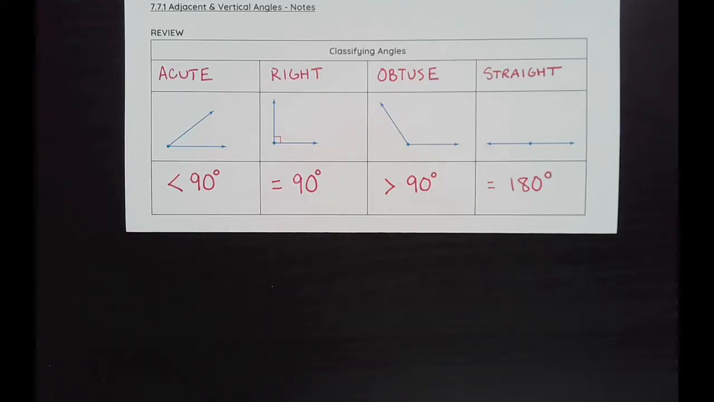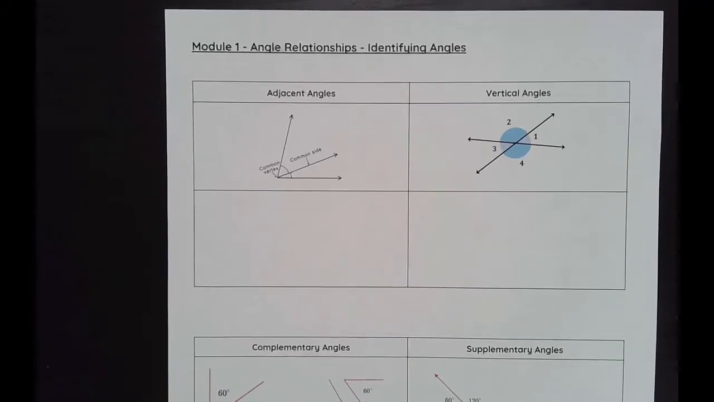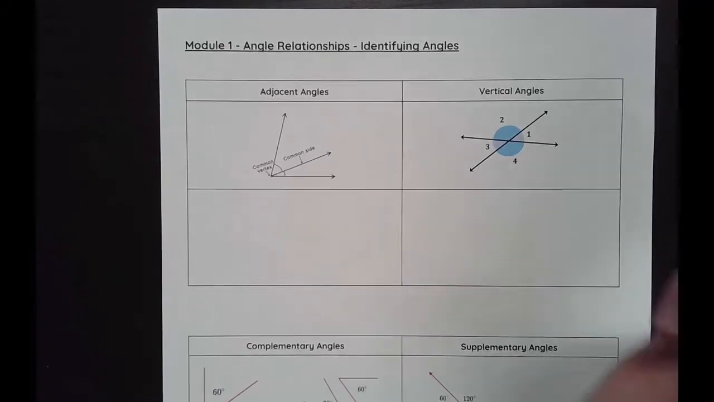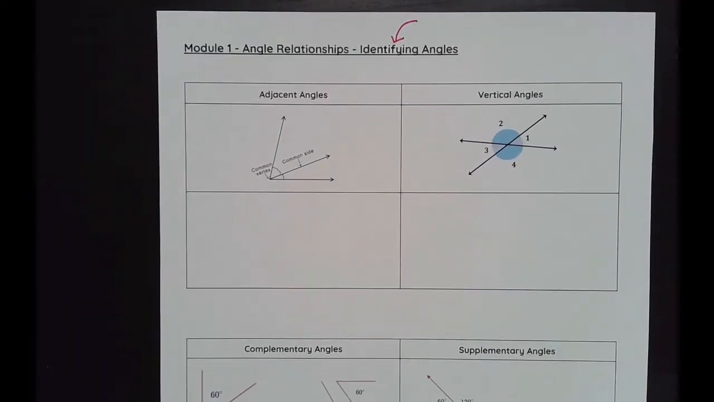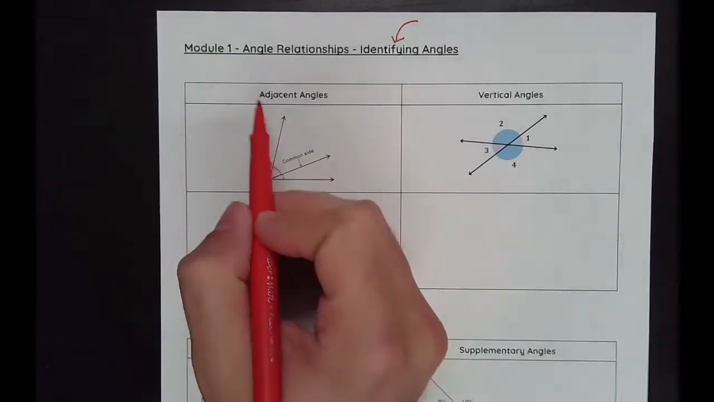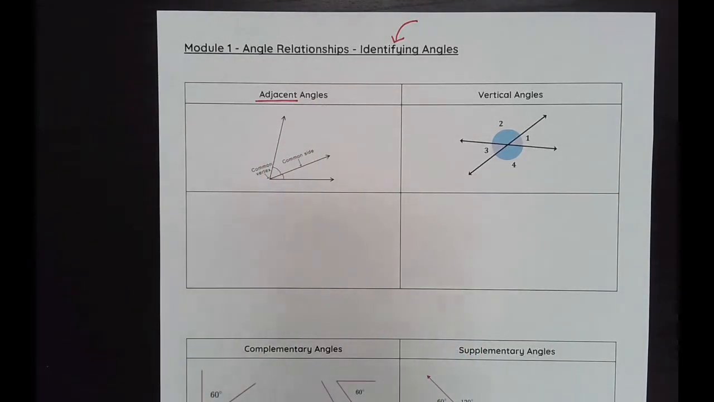So we're going to take our learning of angles a little further in this module, and we're going to look at angle relationships. We're going to focus on four angle relationships today, and our goal is to be able to identify these angle relationships. So we're going to start with adjacent angles. Adjacent is a vocab term that means next to. So when we think about adjacent angles, we're talking about two angles that are next to each other.